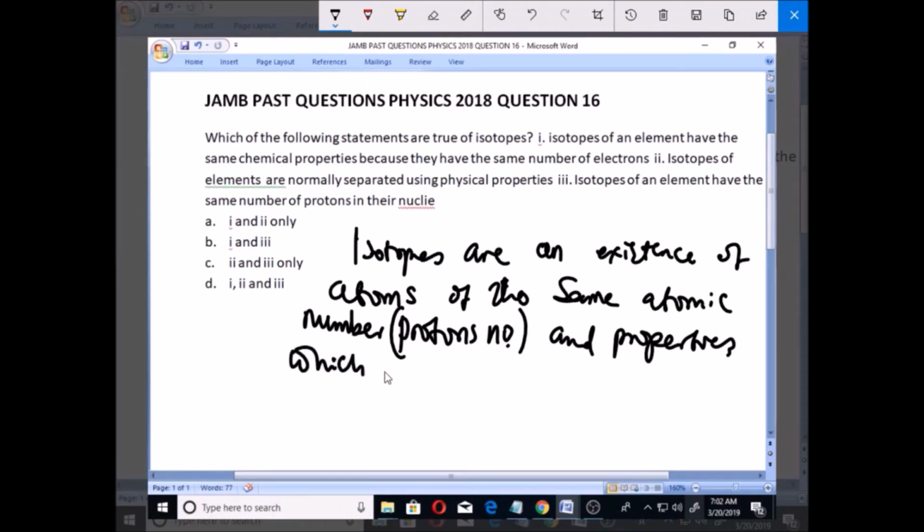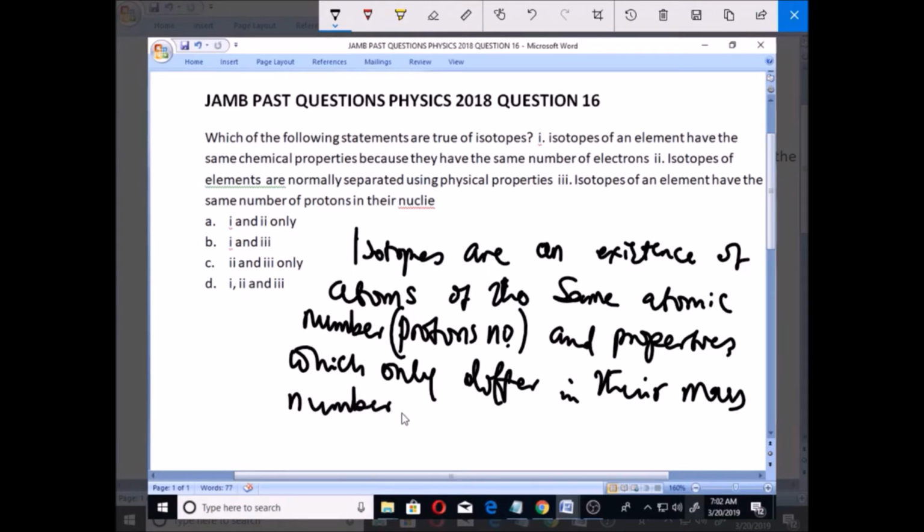the only difference between these atoms is actually that they differ in their mass numbers. So when you have atoms of the same atomic number but different mass numbers, then you know that the phenomenon known as isotopy is happening. So isotopy is a phenomenon whereby atoms exist with the same atomic number but different mass numbers.